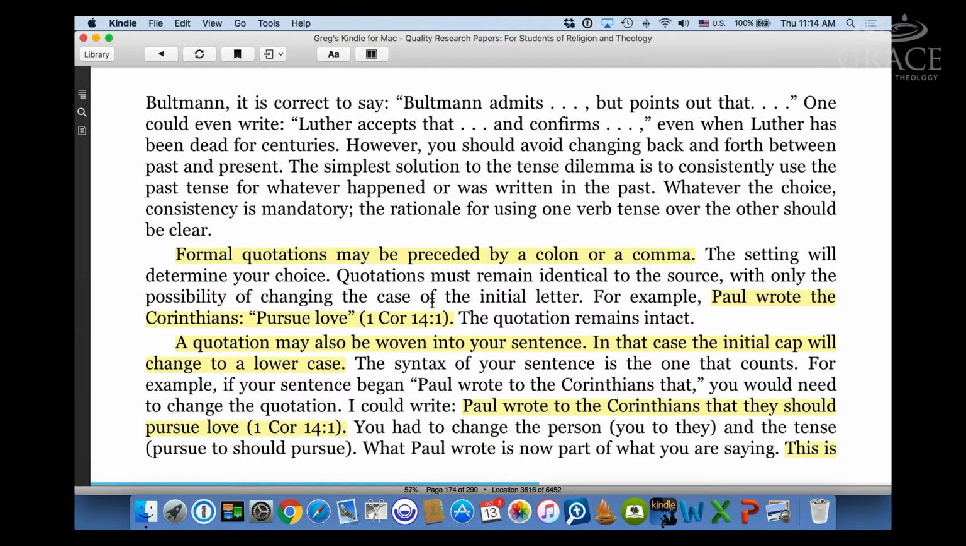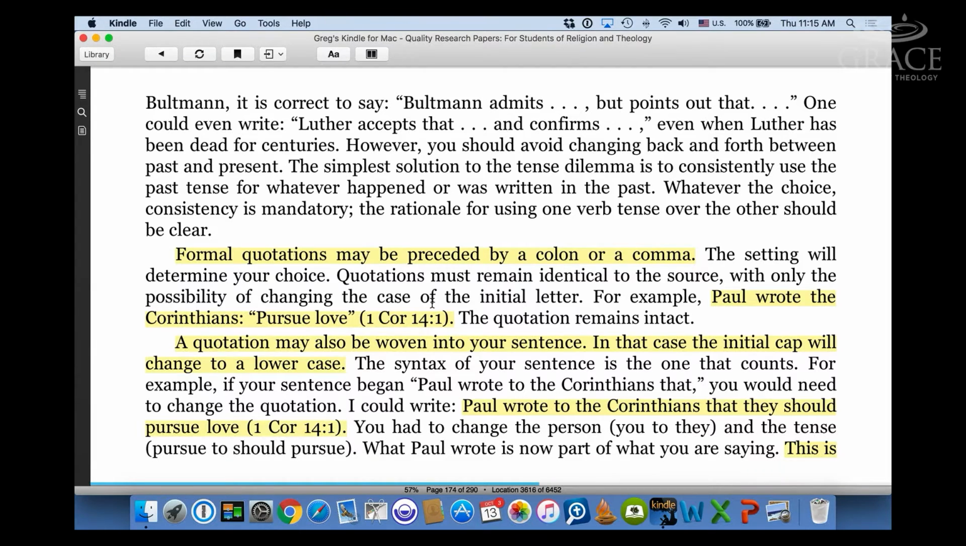So how about when you have quotations? Formal quotations may be preceded by a colon or a comma. And I've seen it both ways, and I think that either one is acceptable. So what I mean by that, here's an example: Paul wrote the Corinthians, colon, and then there's a verse, pursue love. So I think colon is acceptable there. But if you want to say, the commentator Smith says, and then you could put a comma, and then the quotation mark, that would be fine too.